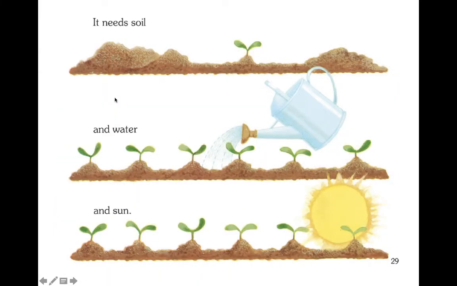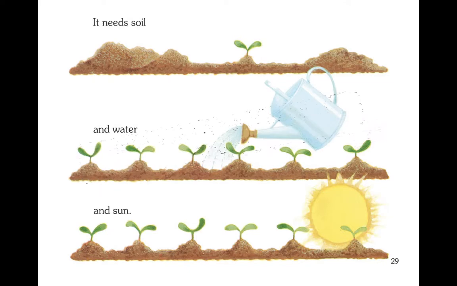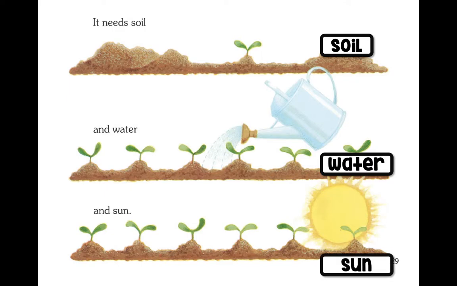It needs soil and water and sun. Okay, this page is great because my question to you is, what does the seed need to grow? Yeah, it just told us, right? It needs soil and water and sun. Friends, how do the illustrations help us to know what's happening in the story?